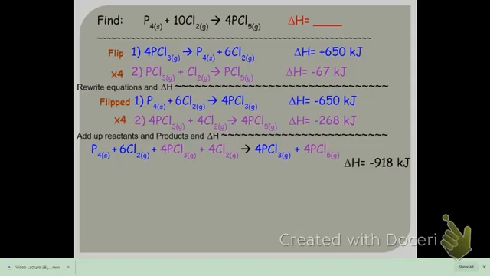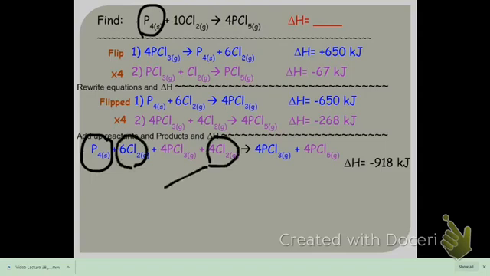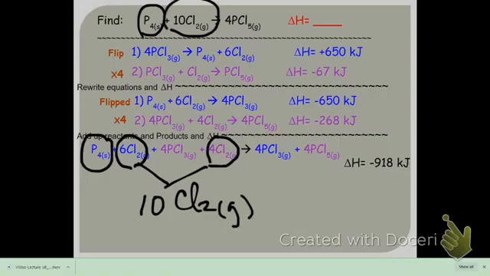I need the P4, because I got it up here. I've got 6 chlorines here and 4 chlorines here. Together they're going to make 10 Cl2 gases, which is fine because I got that up here. I've got 4 PCl5 gases on the product side, and I got them up here. That leaves me with 4 PCl3. I've got 4 PCl3 on the reactant side and 4 PCl3 on the product side. I can cancel those out.